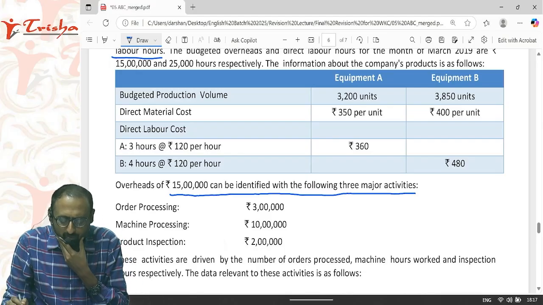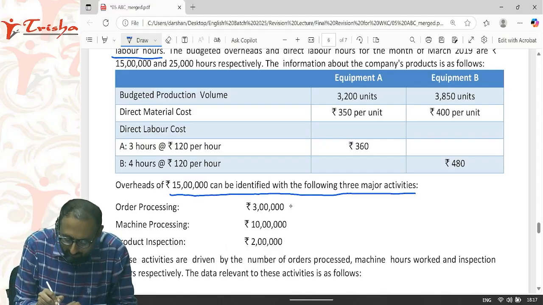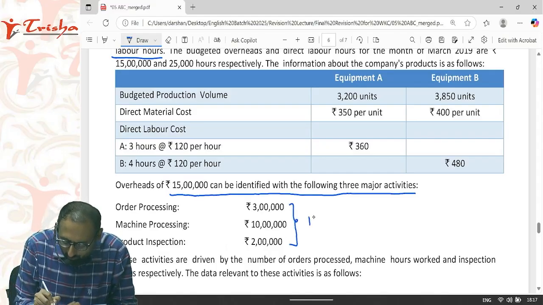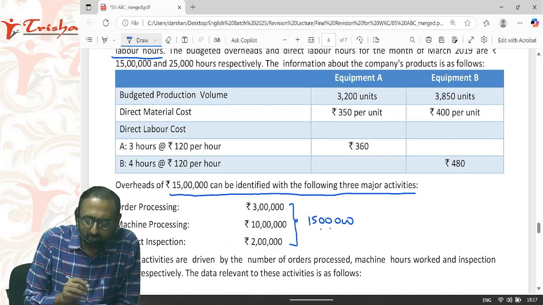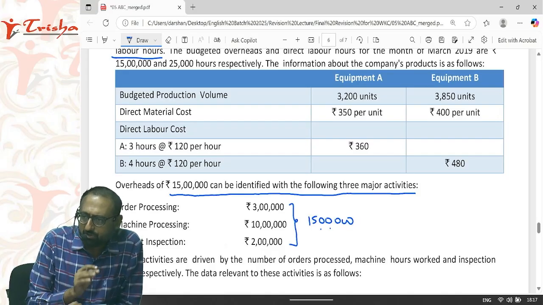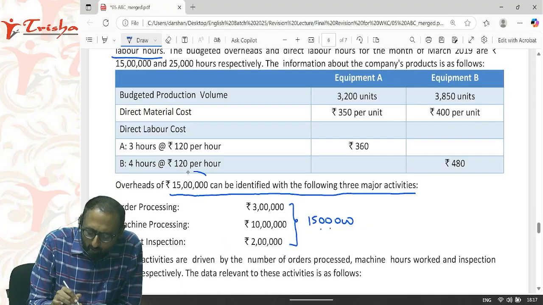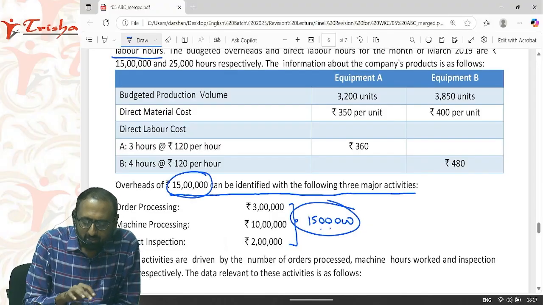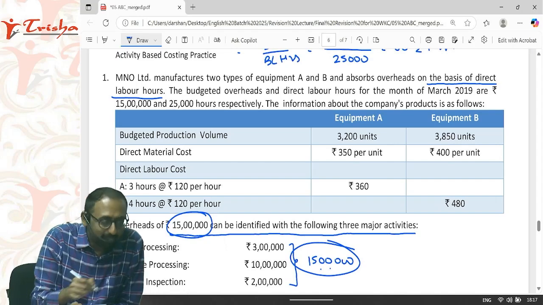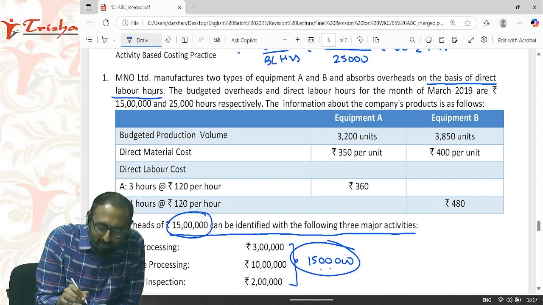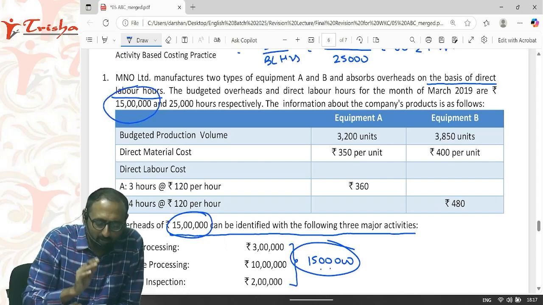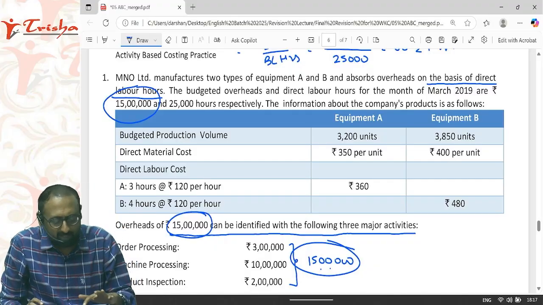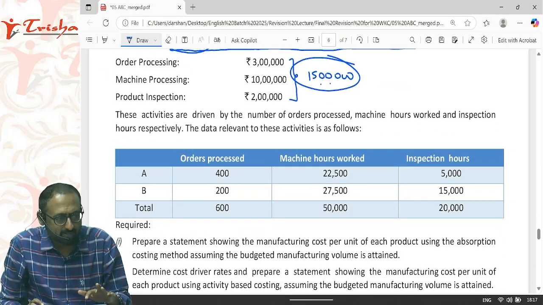Sajid, please take a total of these. 3 lakhs plus 10 lakhs plus 2 lakhs. How much is your total? Is your total 15 lakhs? What important point did I tell you, sirji? Whether you follow the traditional method of costing or activity based costing, your total overhead should remain the same. So 15 lakhs. You can check in the first part also, when we calculated the labor hour rate, the total overhead given was 15 lakh rupees. So your total overhead should remain the same.